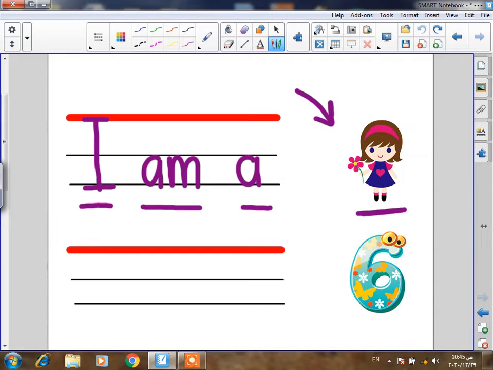Let's try to read it again. I. Am. I am a girl. If you are a boy, you will say, I am a boy. Okay, kg1?